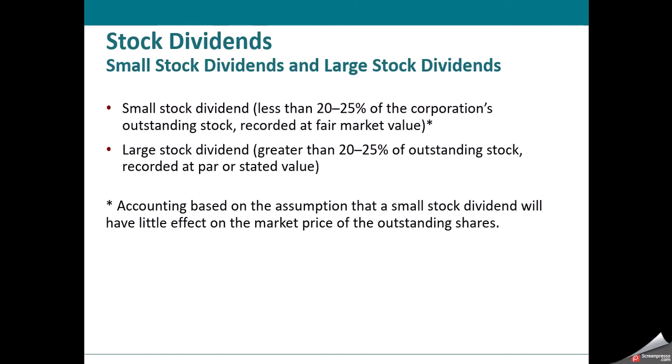A small stock dividend is less than 20 to 25%, and a large stock dividend is more than 20 to 25%, and we're going to see that almost becomes like a stock split.